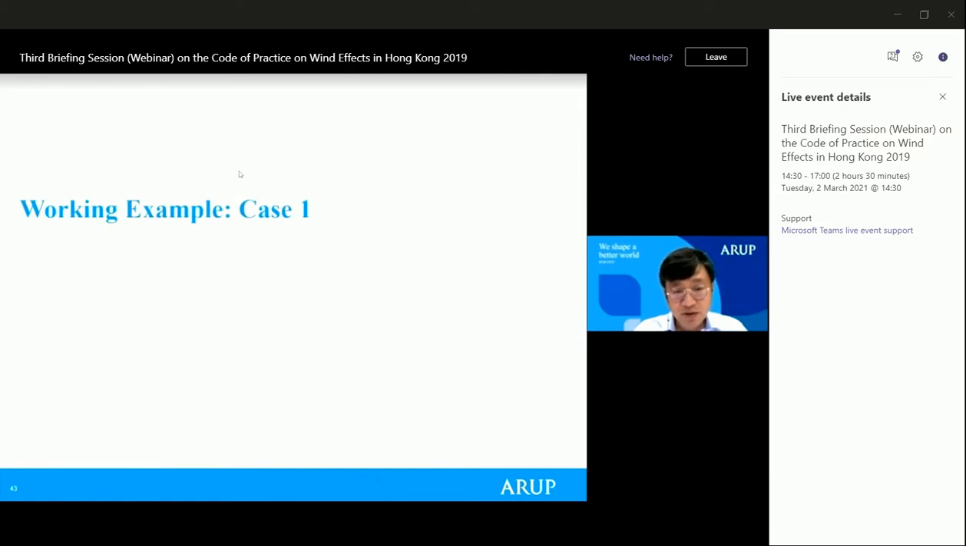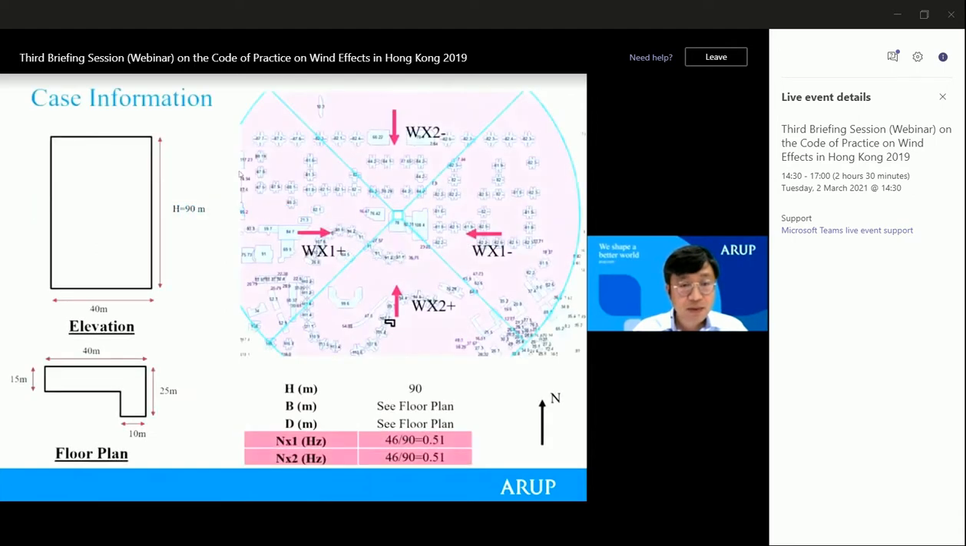So that's the general rule for the shattering effect calculation. And I think later, in the actual working example, we can go into some more specific details about how this rule shall be applied in actual conditions. So we go to working example 1.